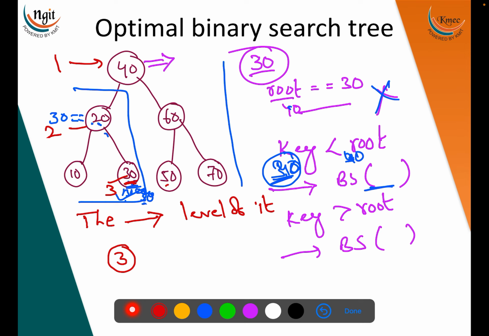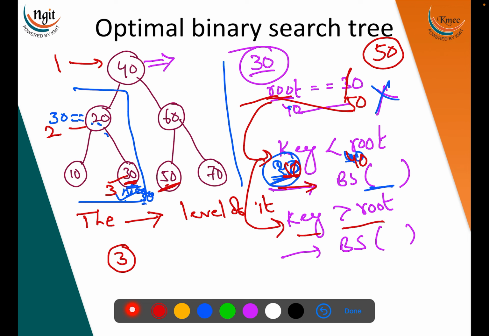Now I wanted to search this 50. This time, my second case, 50 is my searching element. Then how many comparisons are required? We'll compare with the root element. Now this time not 30, it is 50. Compare with the root element. Match not found. So we'll go to the other condition. Is 50 less than 40? 50 is greater, so that is also not true. We'll come here. Key greater than root. Yes, it is true. Now we'll print that the search is found.